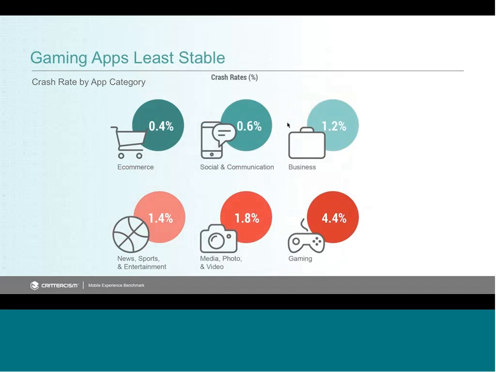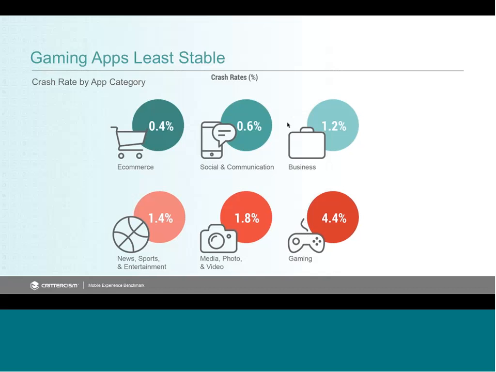So the last benchmark I wanted to show around uptime is more focused on the vertical view. What we did is we looked at the top apps that we monitor in each broad category. And just to give you some context, some of our top apps have millions upon millions of MAUs, so they're quite statistically significant sample sizes here. And we looked across e-commerce, social and communication, business, news, media, and gaming categories, just to give a sense of what the crash rates look like for the best-in-class apps.